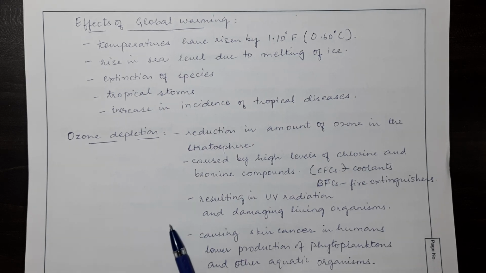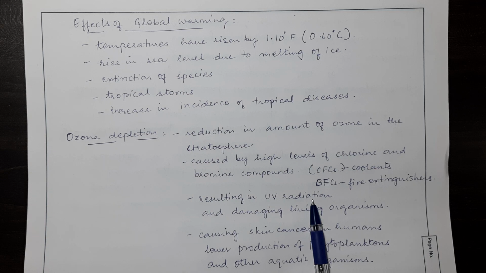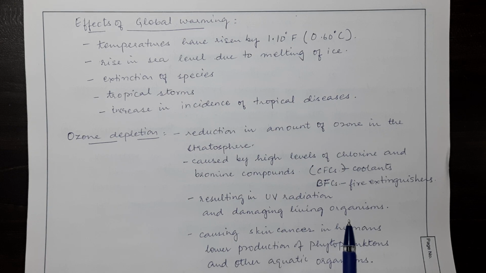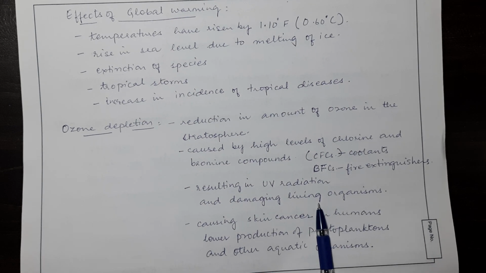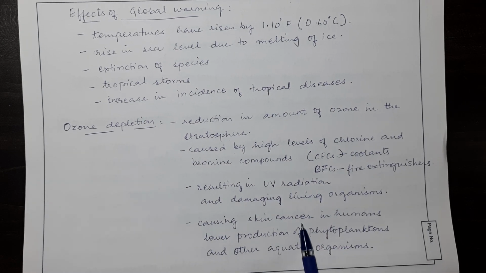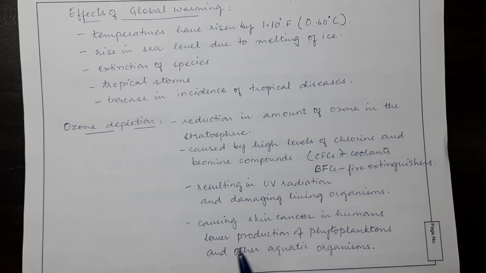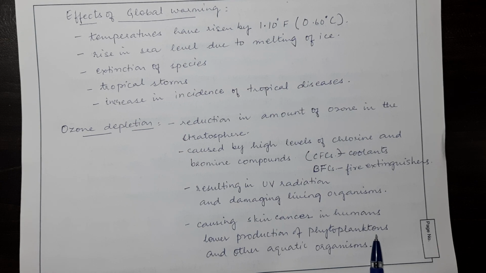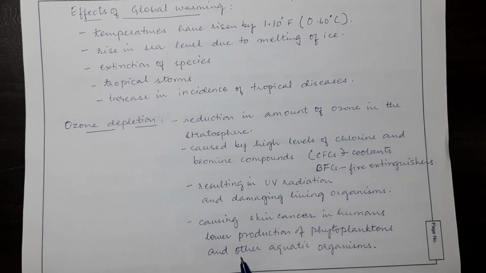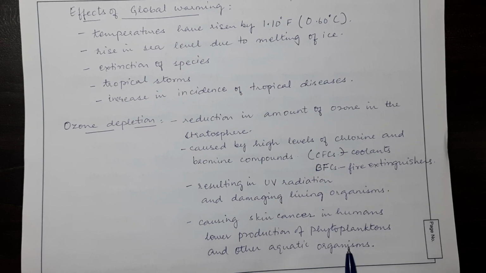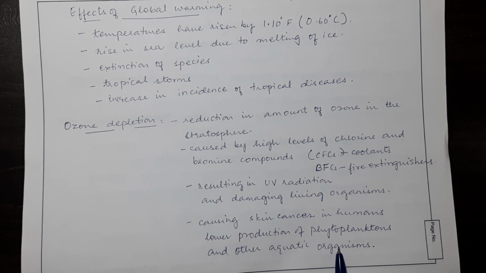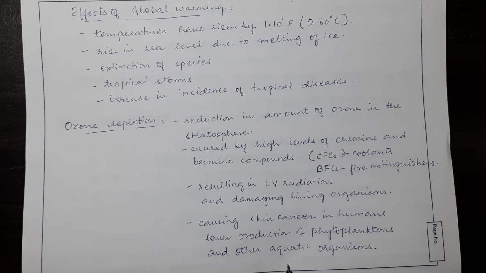Now, ozone depletion results in an increase in UV radiation, which is quite damaging for living organisms. This UV radiation causes skin cancer in humans and a lower production of phytoplanktons. Phytoplanktons means plants that live in the water and other aquatic organisms, that means those animals that live in water bodies. So those were the harmful effects of ozone depletion.